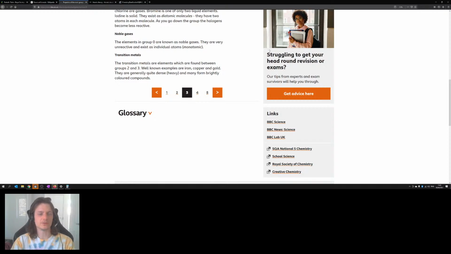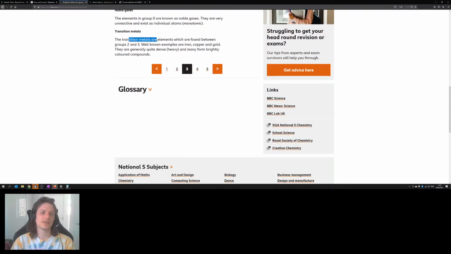Noble gases. The elements in group 0, they don't react at all. The transition metals are elements which are found between groups 2 and 3. Well-known examples are iron, copper, and gold. They're generally quite dense. Okay.